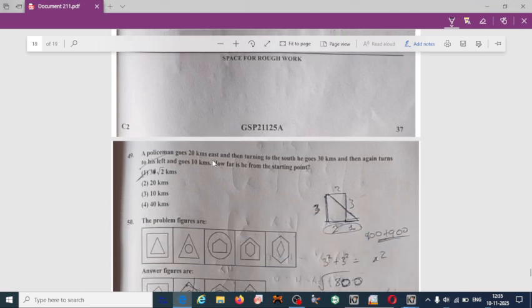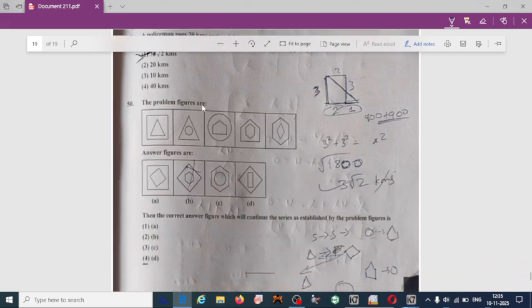A policeman goes 20 km east and then turning to the south goes 30 km, then again turns to his left and goes 10 km. How far is he from the starting point? The correct option is the first one. The problem figures are. So the correct option is the fourth one here.